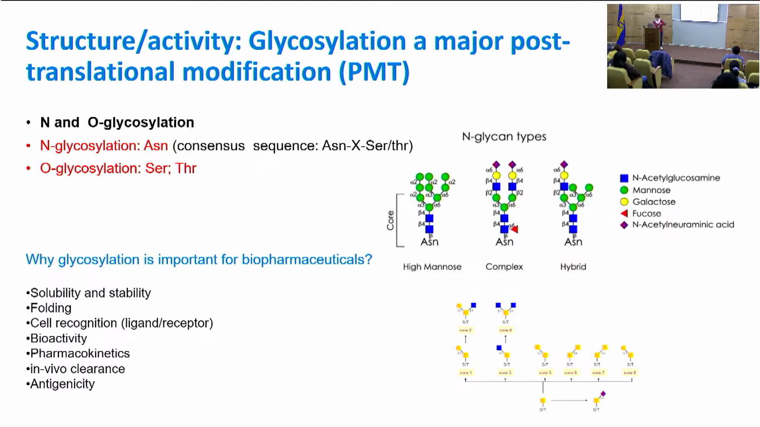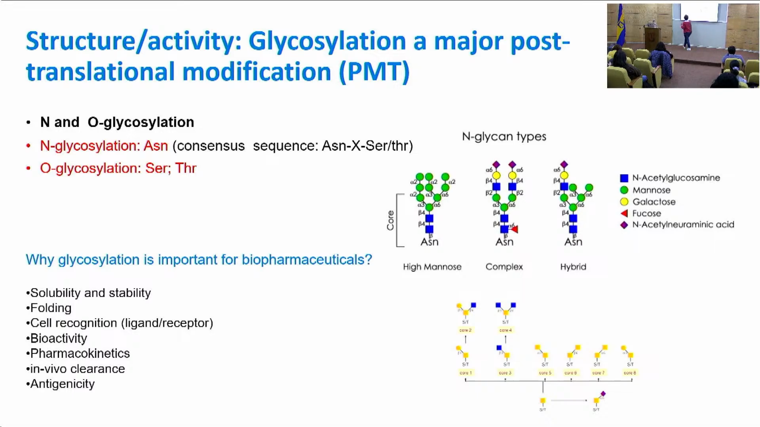So we have two types of glycosylation, N and O glycosylation. So those are the different types of glycosylation that you can find on therapeutic proteins.